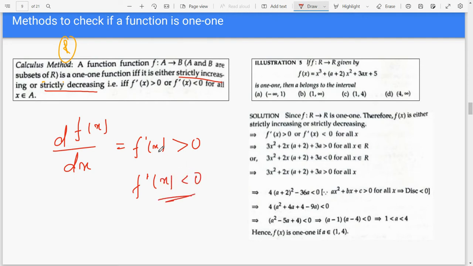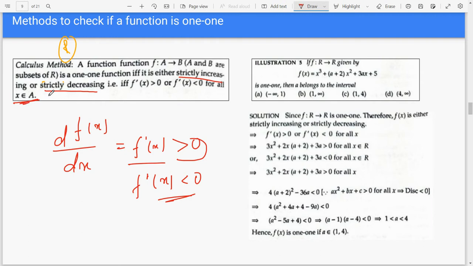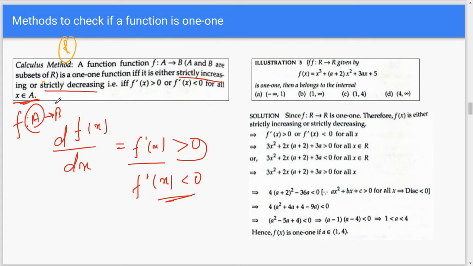Okay, so to check if a function is increasing or decreasing, you find f dash x, and check if f dash x is greater than 0 for all x belonging to the domain A. What is the domain? If a function f is defined from A to B, then A is the domain of the function. We'll discuss domain and range later, but this is the basic fact you need to remember. If a function is one-one, then it will be either strictly increasing or strictly decreasing. So remember this fact to check if a function is one-one or not.